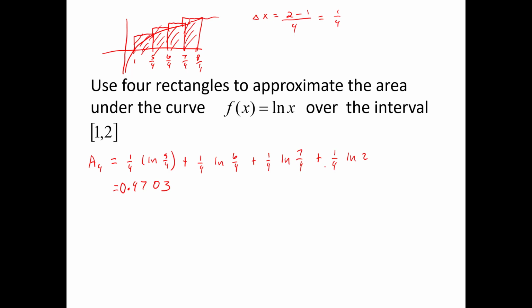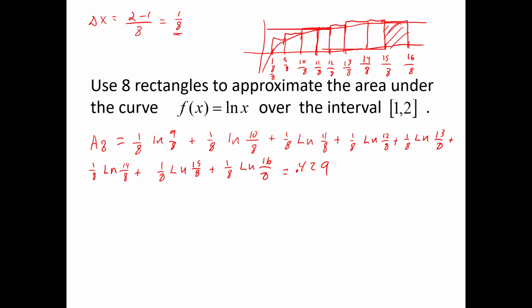0.42, 0.47. Yep, you're decreasing because you have less error. So all that seems right. Okay.